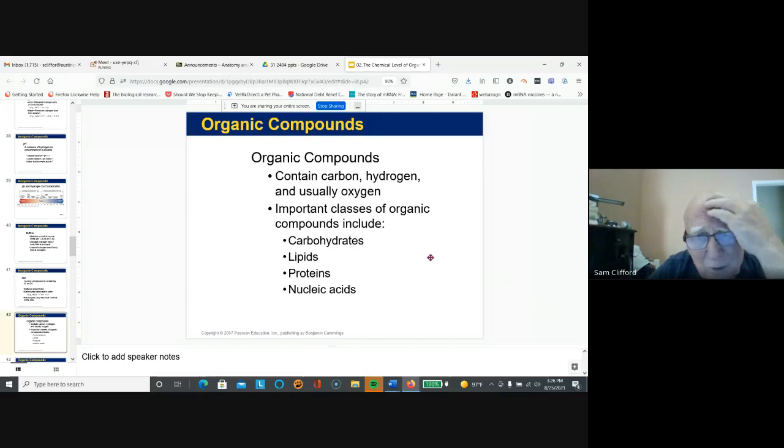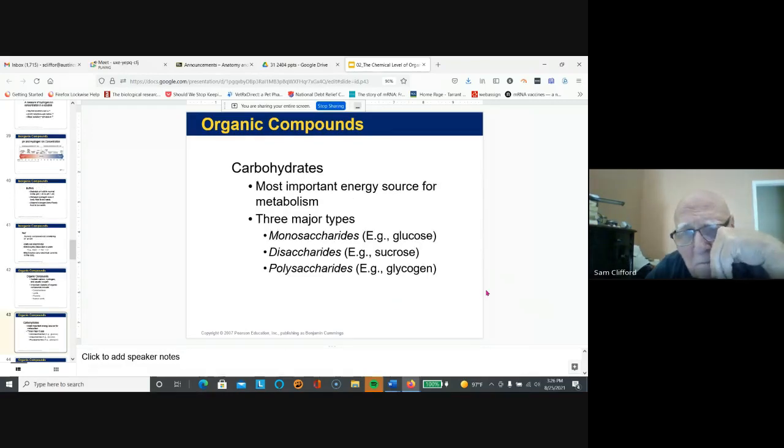Organic compounds. So we're going to cover carbohydrates, sugars, lipids, fats, proteins, and nucleic acids. There's 3 types of carbohydrates: monosaccharides, disaccharides, and polysaccharides. Make sure you know glucose is a monosaccharide. Disaccharide is table sugar. A polysaccharide is when you join a large number of glucose molecules together to make long chains. That's a polymer, so that's a polysaccharide.